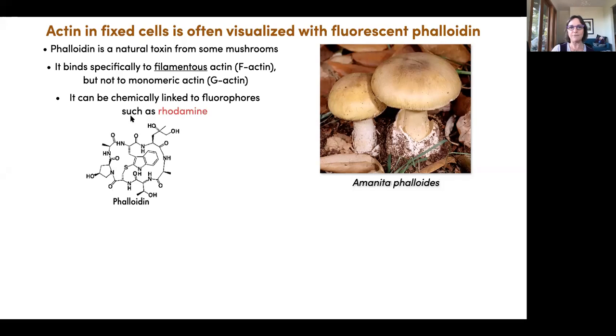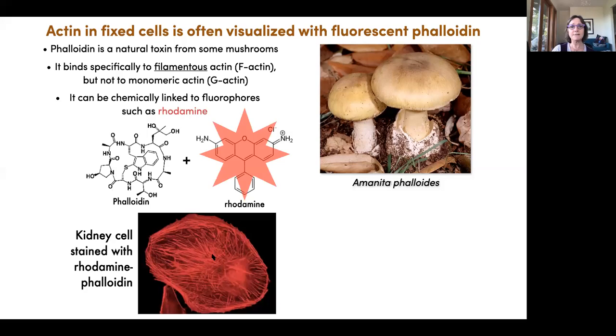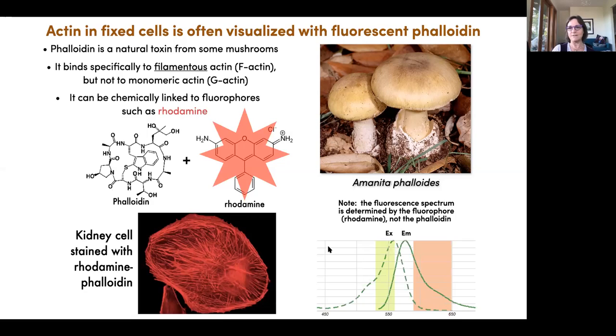By itself, you can't see phalloidin, it's not fluorescent, but you can chemically link it to fluorophores like rhodamine and add it to cells. This is the structure of rhodamine. And then you can see where all the actin filaments are. I use this slide in 133L where we teach more about fluorescence, but I just want to highlight the fact that, as I said, the phalloidin is not fluorescent, but you can link it to a variety of different fluorescent dyes, and the fluorescent spectrum that you see in the microscope is determined by this dye, not by the phalloidin.